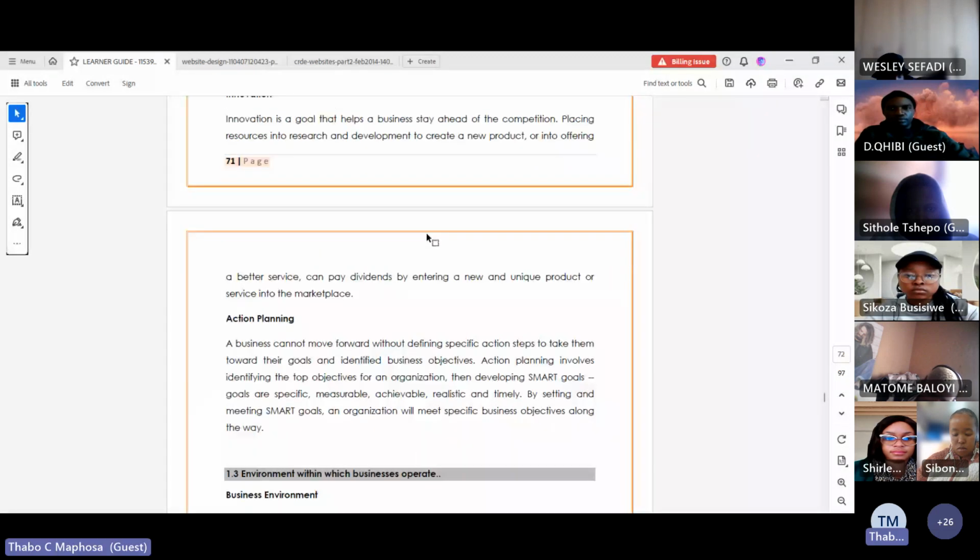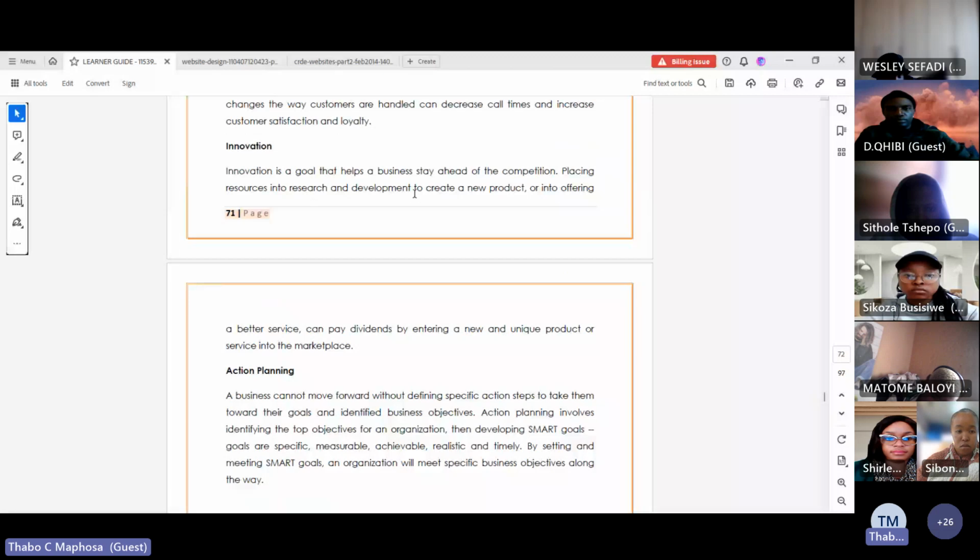And then there's something called innovation. Innovation is a goal that helps a business stay ahead of the competition, placing resources into research and development to create a new product or better service. So when it comes to innovation, you need to be very innovative in business. Stay ahead of the competition. Stay abreast each and every time, and then offer a service that is better, so that you can also grow in your business.